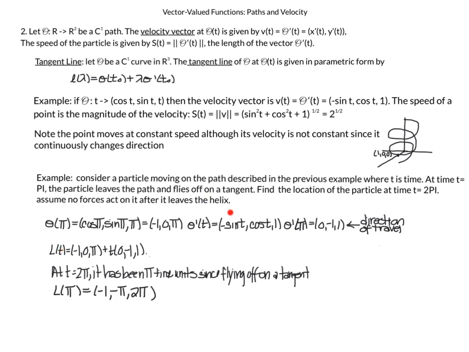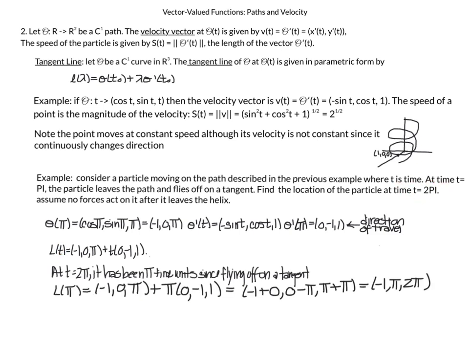Before pi, it was going in the circle. And then at time t equals pi, it flew off. So this line starts at t equals pi. So if I want to find the position at 2 pi, I just need to plug in pi. And finally, our answer will be L of pi, which is equal to (-1, 0, pi) plus pi times (0, -1, 1), which is equal to (-1, -pi, 2 pi). This is our final answer.